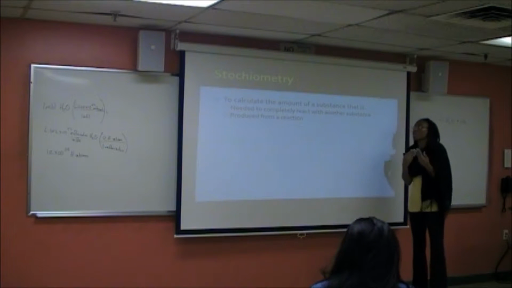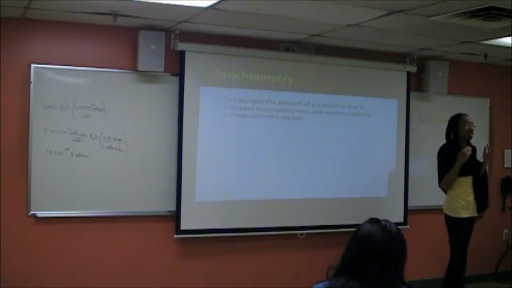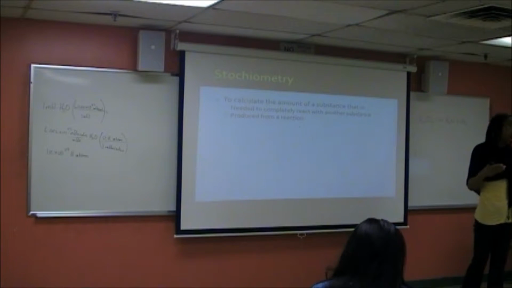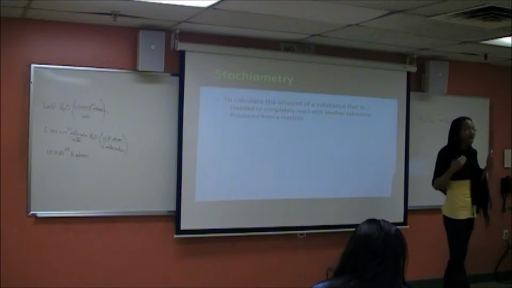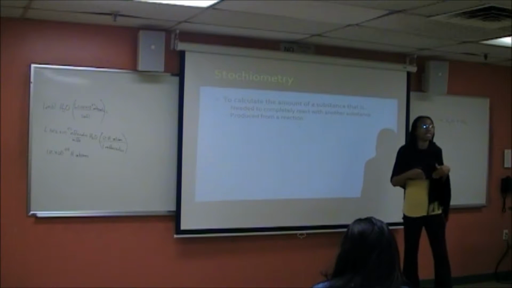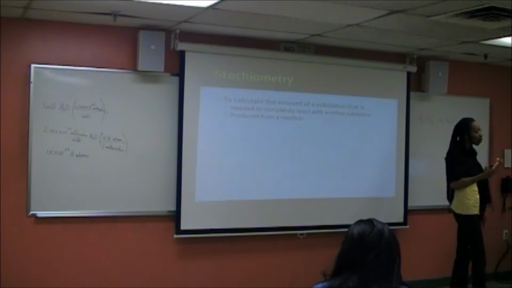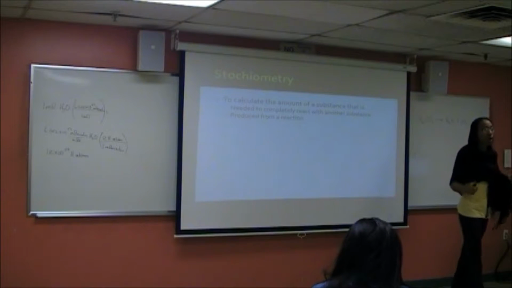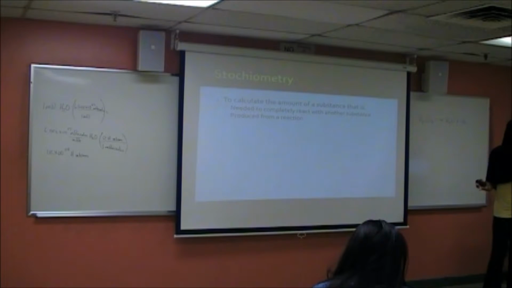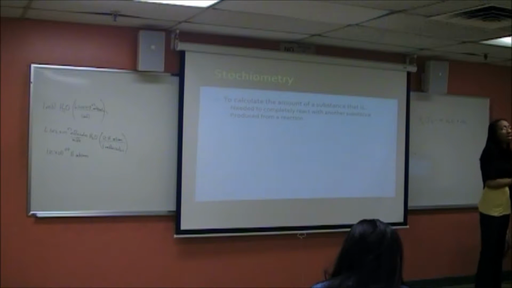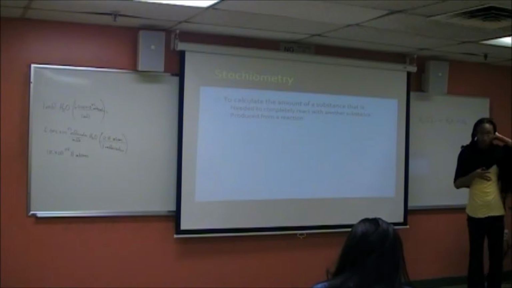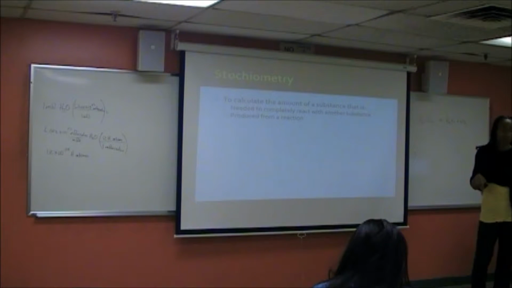Okay? Stoichiometry is a method that allows us to calculate either the amount of products that we're going to get from a reaction, or if you have the number of products, you can backtrack to see how much reactant you have.